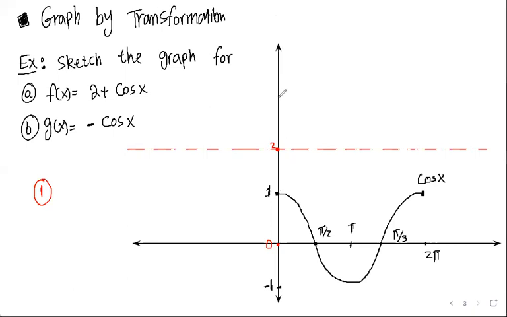So 1 becomes 3. But minus 1 at 2 units becomes 1. So this value becomes 1. So here, it comes like this, down, then up. This is 3, this is 1, this is actually close to 1. Now it's good.